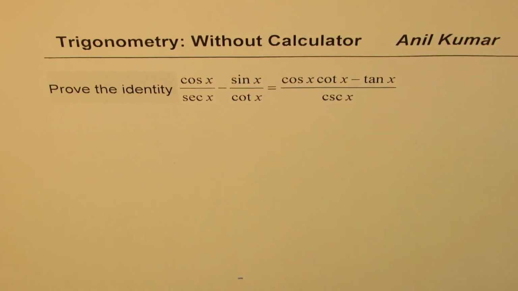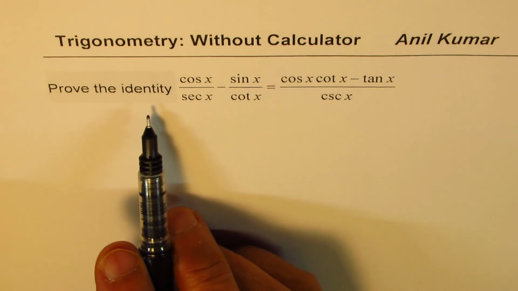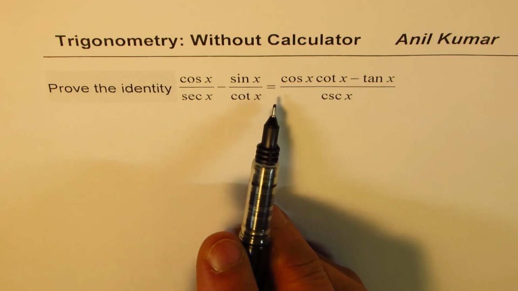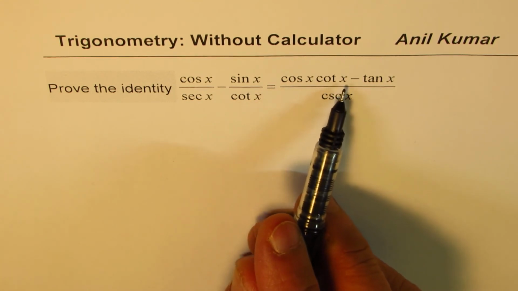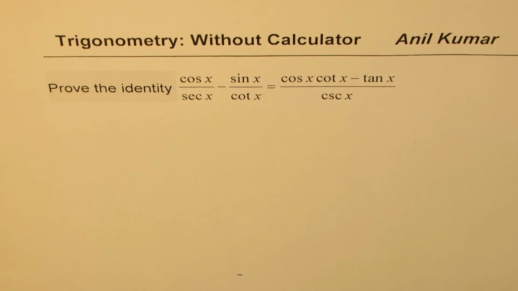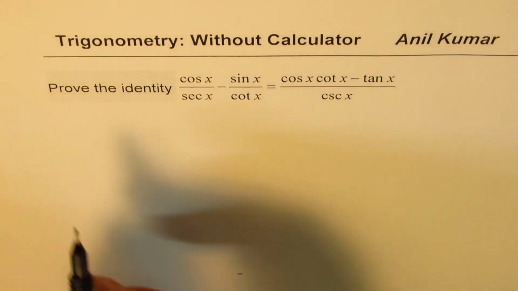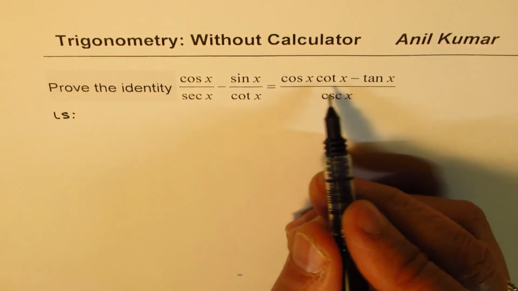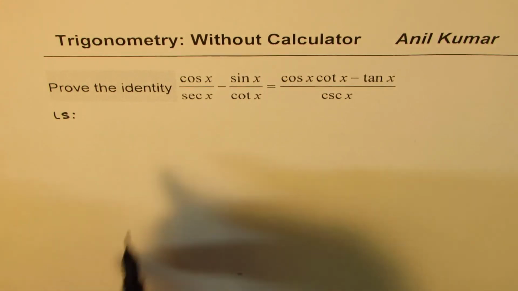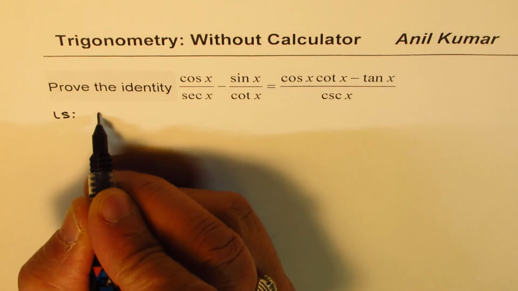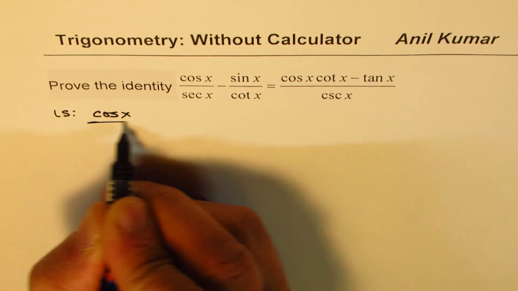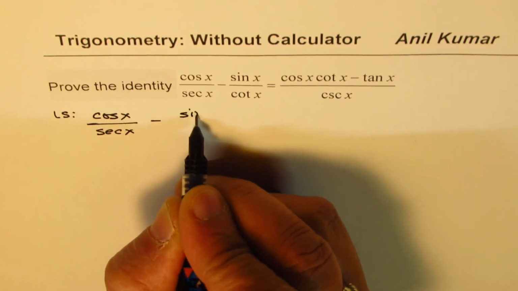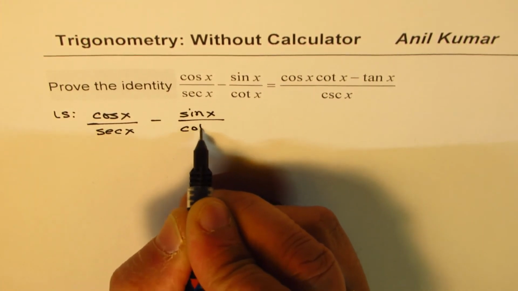Now here is the last question of our test. We need to prove the identity cos x over secant x minus sin x over cotangent x equals cos x cot x minus tan x divided by cosecant x. Now we can begin from the left hand side, simplify that expression, and then we can also start with the right hand side and simplify, and then we can match, right? So the left hand side here is cos x over secant x, let me first copy this, minus sin x over cot x.